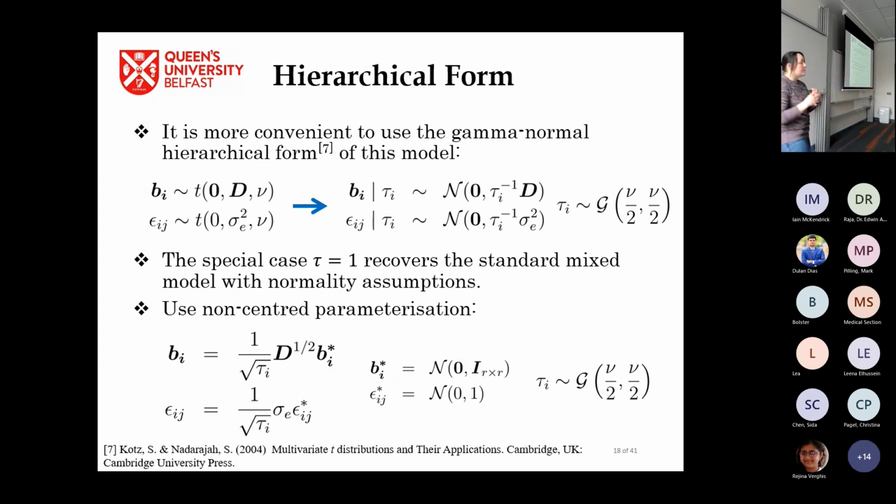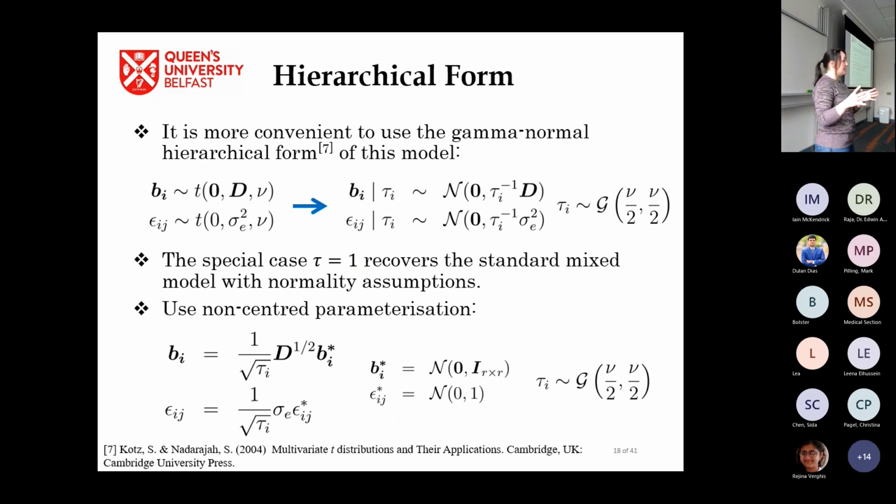If we look at it for the random error terms, or epsilon ij, then we assume that it follows a t-distribution with mean 0 and variance sigma squared e, with nu degrees of freedom. We're going to look at that in terms of the gamma normal hierarchical form. So our epsilon ij given tau i is going to follow a normal distribution, mean of 0, and a variance divided by this tau i, where tau i follows the gamma distribution with nu over 2 parameters. Nu is our degrees of freedom from the t.